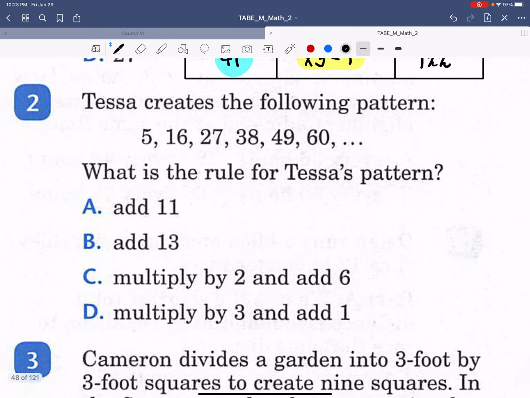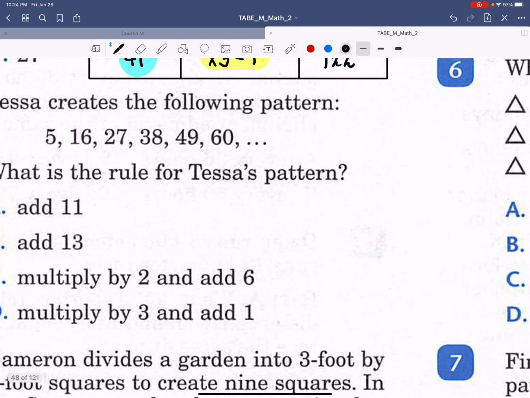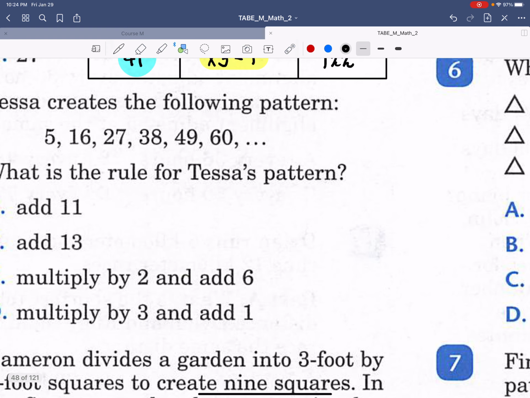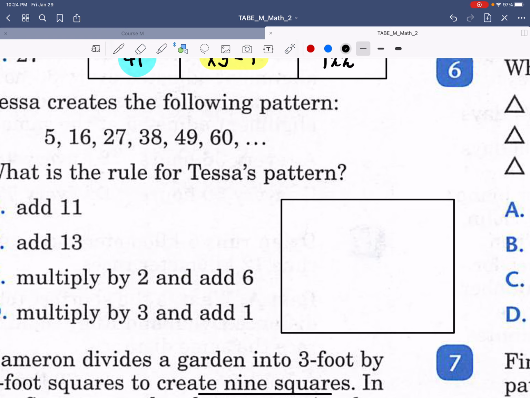Tessa creates the following pattern. What is the rule for Tessa's pattern? Well, again, I'm going to make a box for my table. And to get the rows this time, I'm going to count Tessa's numbers. And there's 6 of them. So I need 6 rows for numbers plus 1 for my header. So I need a total of 7.